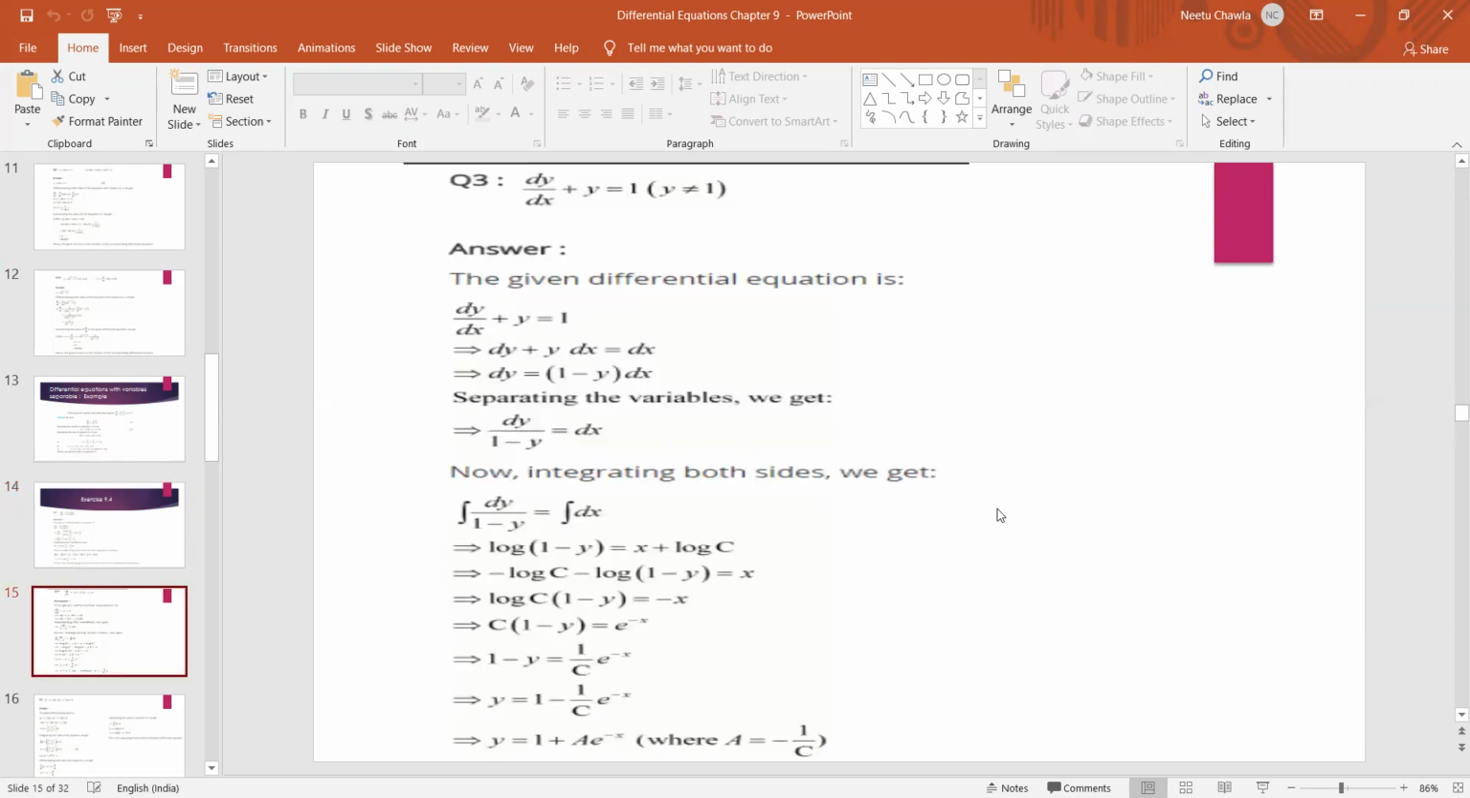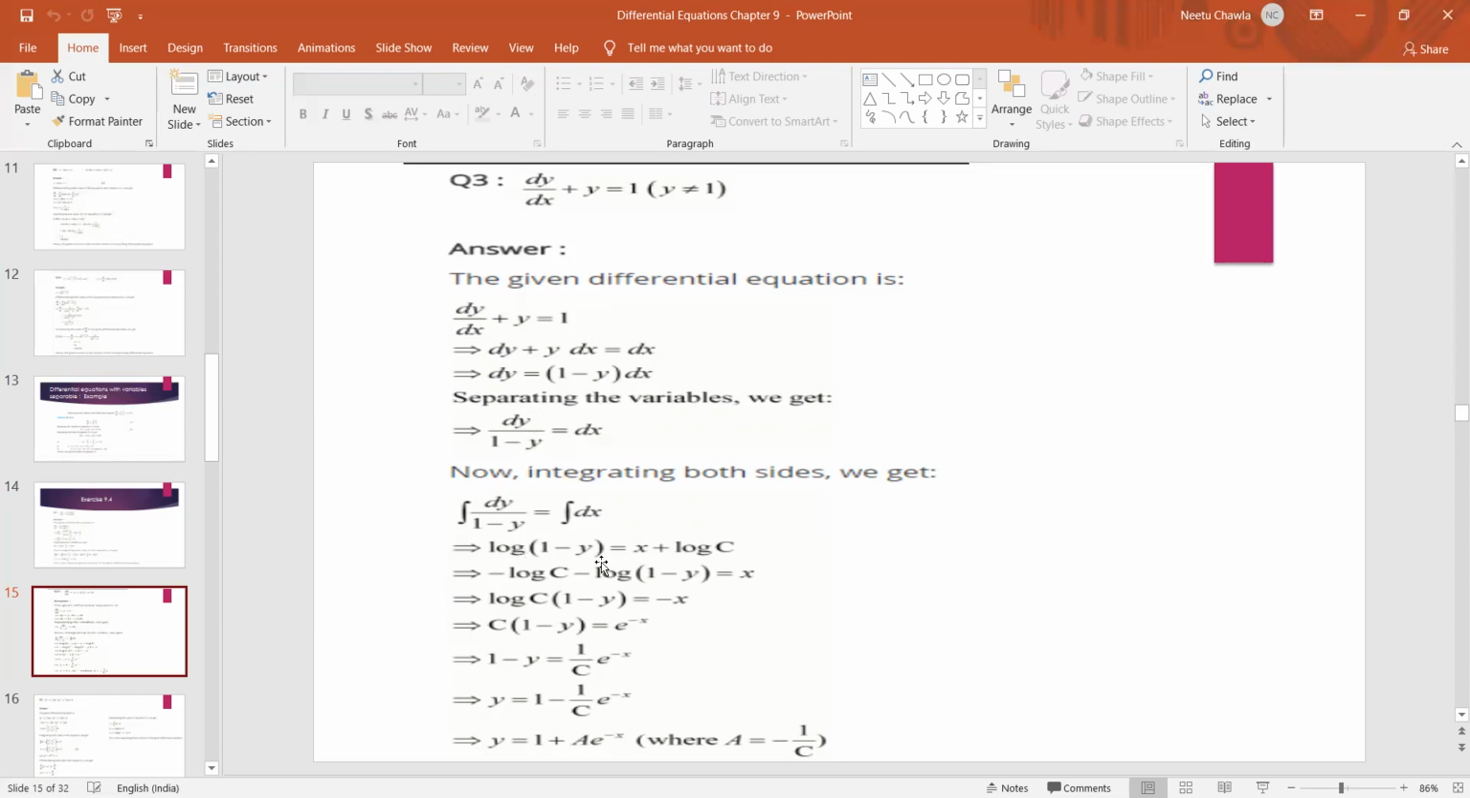See another question. We'll do few questions so that you can easily complete your exercise 9.4 in your notebooks. See here, dy by dx plus y is equal to 1. Taking this y towards the right hand side, I am getting here 1 minus y, and taking this 1 minus y towards left hand side, I am getting dy upon 1 minus y is equal to dx, and integrating both the sides. See, this integration is there.